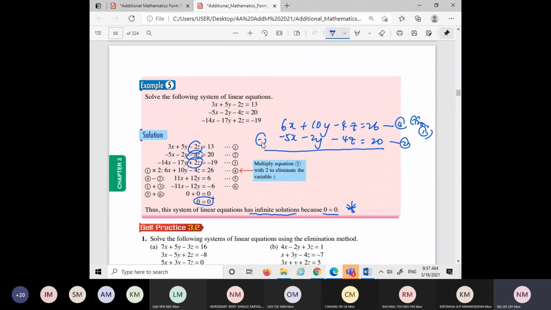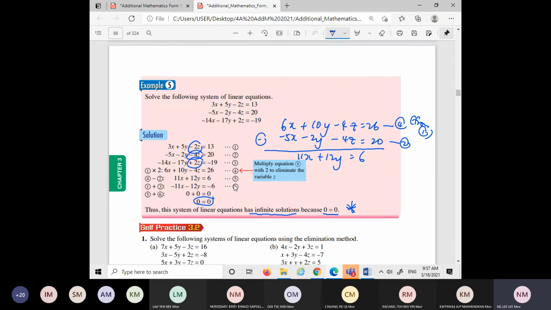Okay, so 6x minus negative 5x is 11x. This one, 10y minus negative 2y becomes plus, so it is 12y. This one is gone. 26 minus 20 is 6. So this one you just leave it.